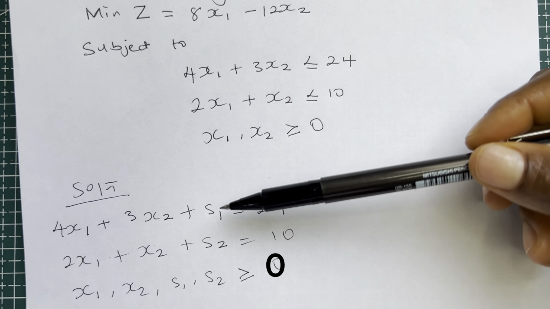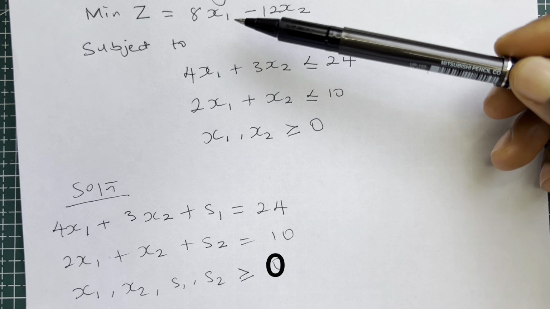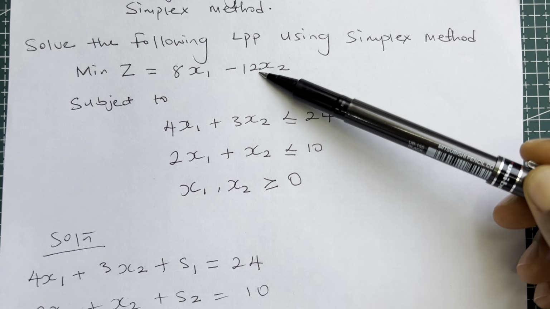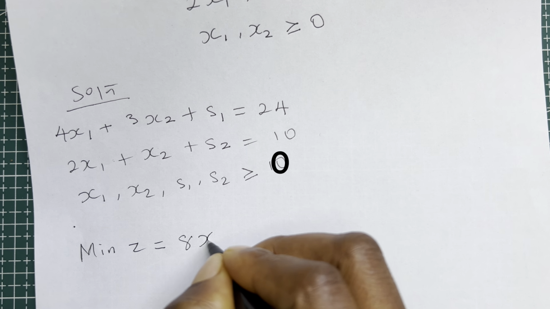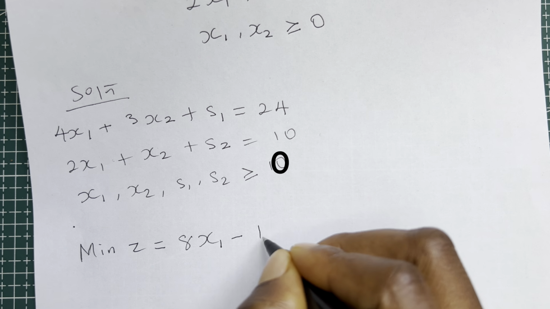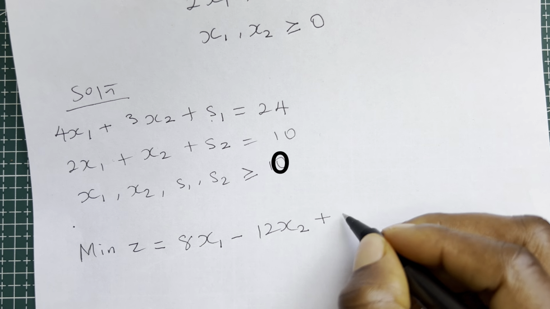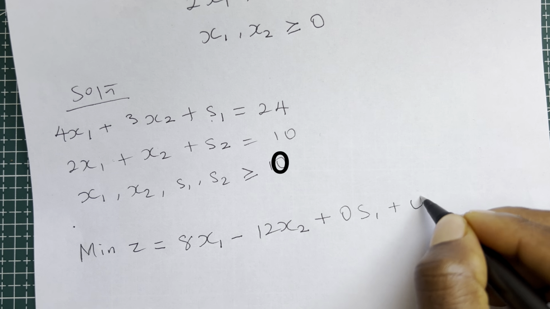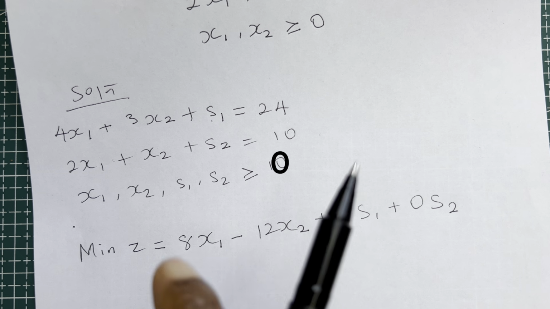After adding the slack variables, we also need to add them to our objective function. Therefore, we have minimize z equal to 8x1 minus 12x2 plus 0s1 plus 0s2. So this is our objective function. The next thing to do is to represent this on a table.